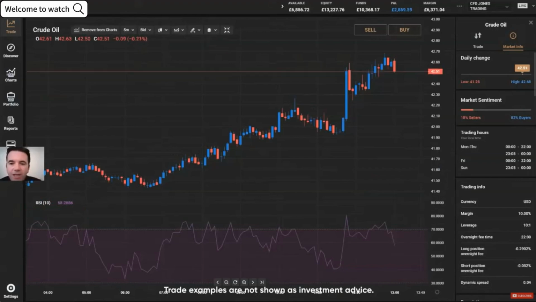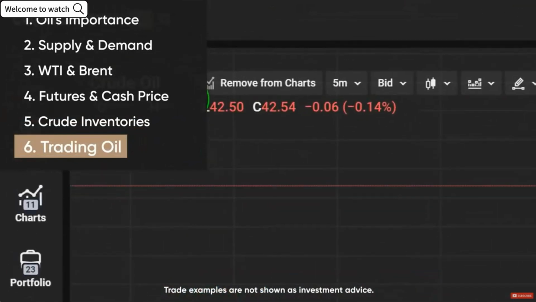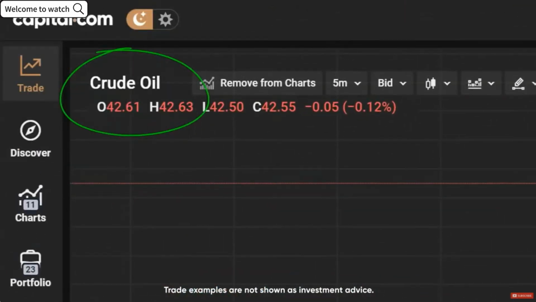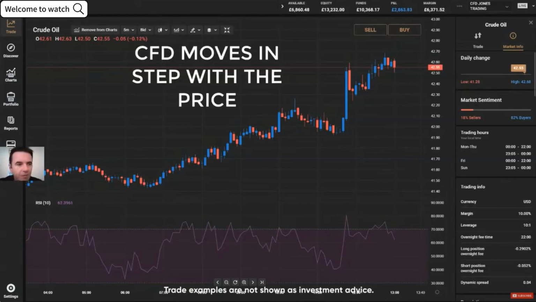So let's talk about actually trading oil. So I've got here crude oil, which is our West Texas crude, US crude, the cash market. The price is currently trading around $42.52 a barrel. This is a very short-term chart of what's been going on today. So let's talk about why you might want to trade this with contracts for difference. There are a few benefits. You don't actually own the oil. You're trading a derivative based on the oil price. It will move in step with what's going on in the oil market.